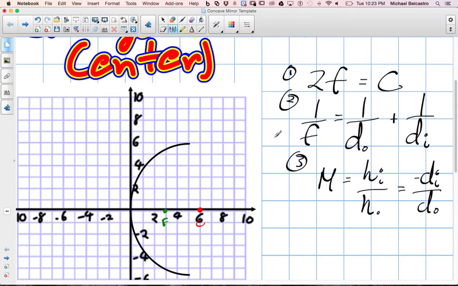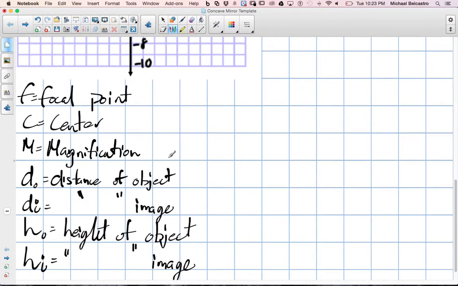Our first formula here is 1 over the focal length is equal to 1 over the distance of the object plus 1 over the distance of the image. And the magnification is equal to the height of the image over the height of the object, which is equal to the negative distance of the image over the distance of the object. If you don't know what each of those letters stand for, you can pause the video here and quickly look it over so you have a reference, okay?